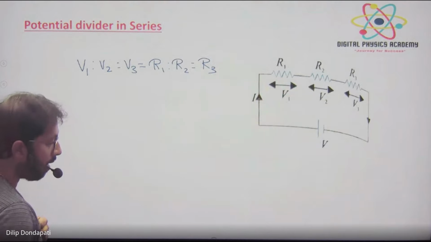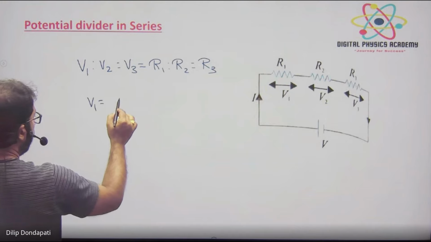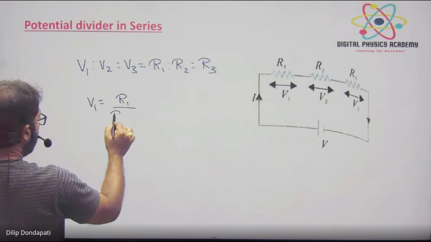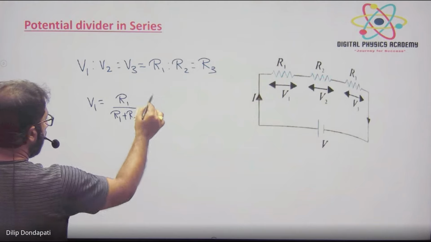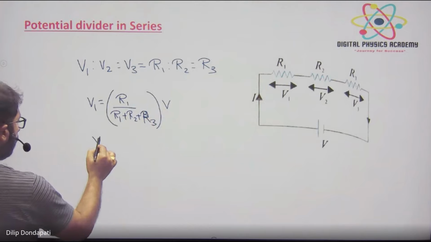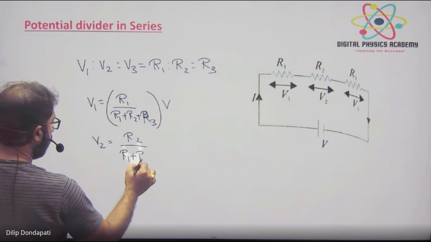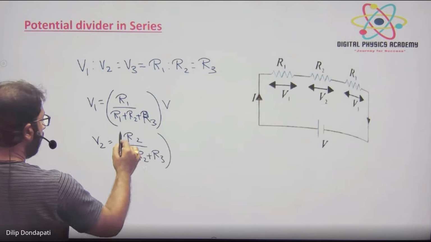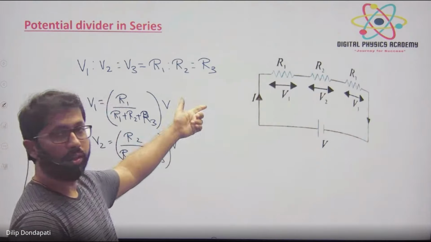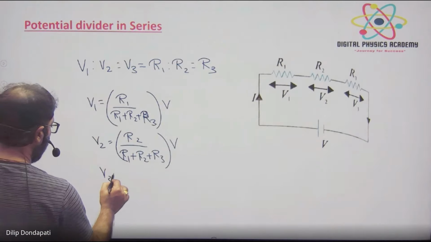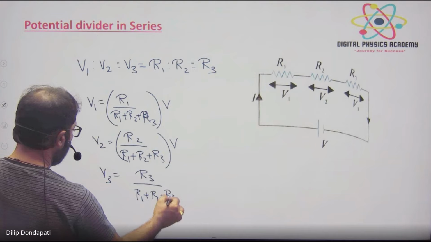For that you need to learn a formula. V1, how to find? R1 by R1 plus R2 plus R3 times the total voltage. V2, from the same relation, is R2 by R1 plus R2 plus R3 times V. So here there is no need of current also. Directly, if I know the resistances and total voltage, we can know how it divides. Similarly V3 also. V3 is equal to R3 by R1 plus R2 plus R3 times V.